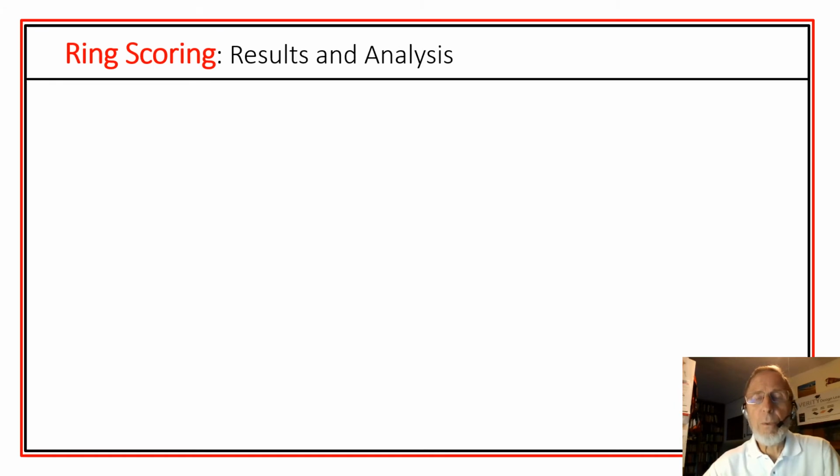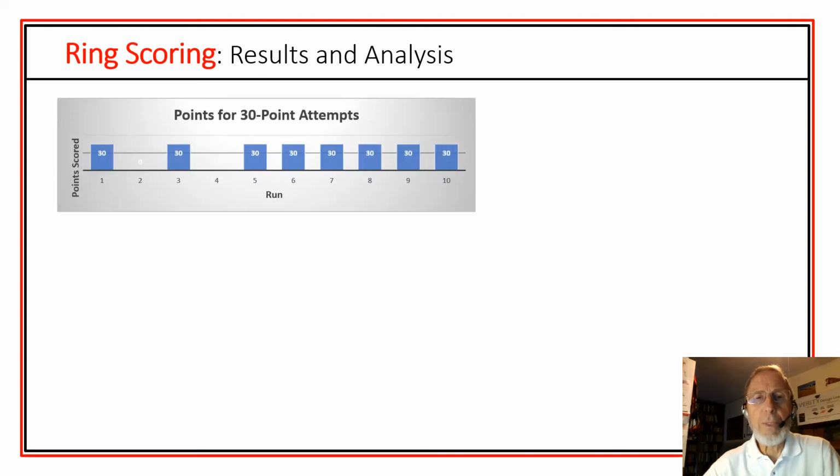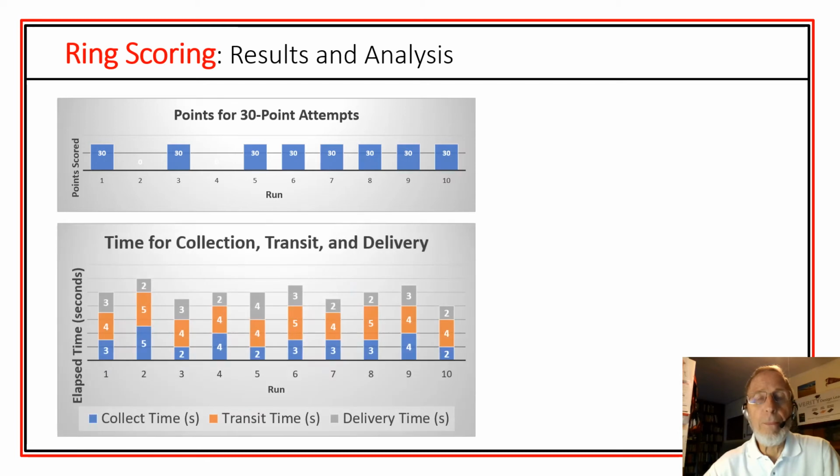Now, what kind of analysis would be useful to understand what the data says? Well, number one, points scored. Note that for each of the 10, let's say we had 10 runs, we had 2 times when we did not score. So we can tell from this that 80% of the time we scored. Now looking at the time components for these different collection, transit, and delivery steps, we begin to see how these total times vary and also how the time for the components vary.